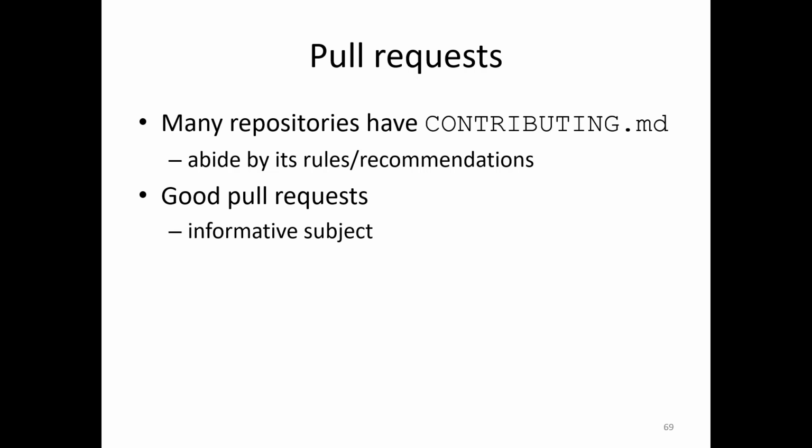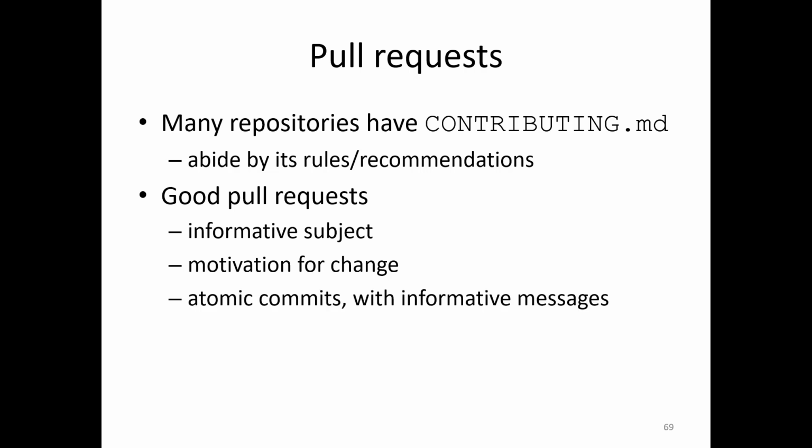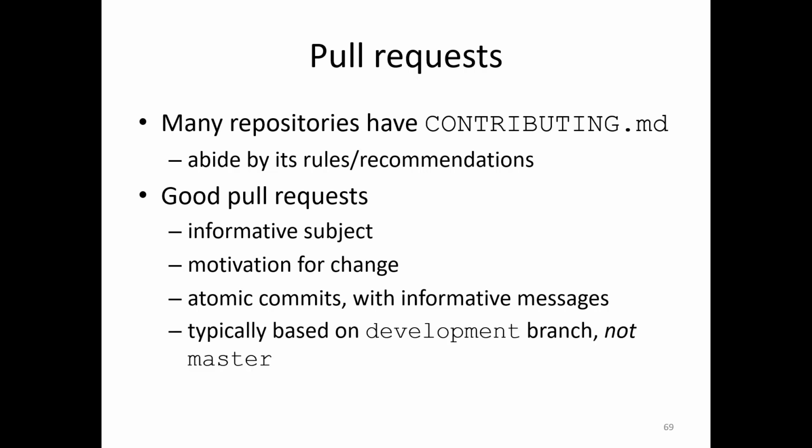So a good pull request will have a very informative subject. What are you trying to achieve with your pull request? There should be a motivation for change. It's good to spend some time on this, because if it's not clear why you are suggesting a change, then someone is not going to be very motivated to accept your pull request. And you should have commits that are as atomic as possible, with informative messages, so that people can very easily verify what you changed and why you changed it.